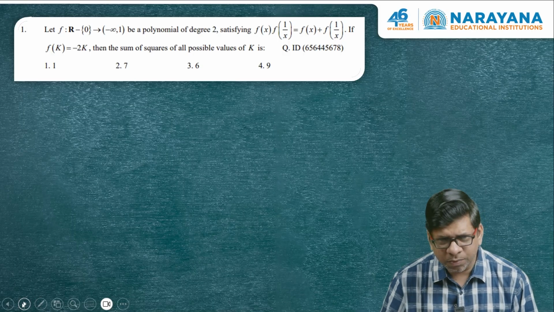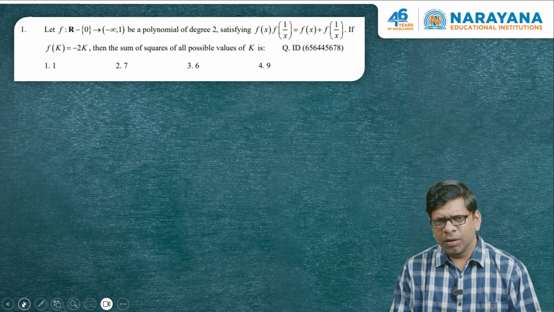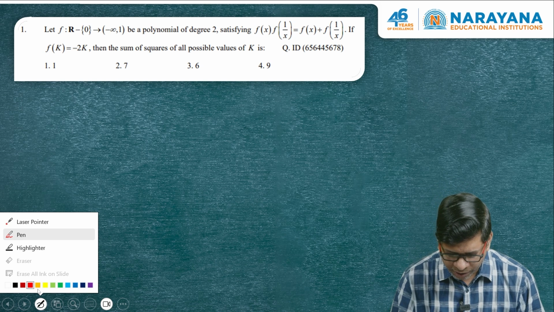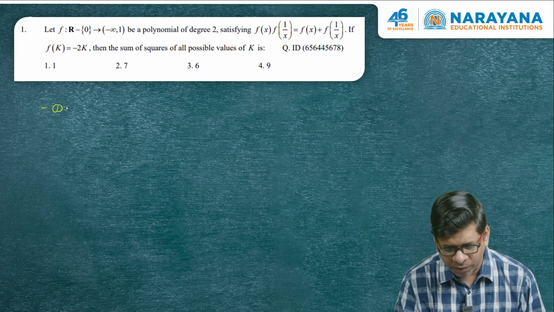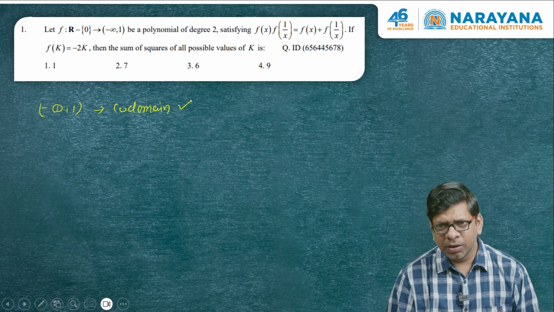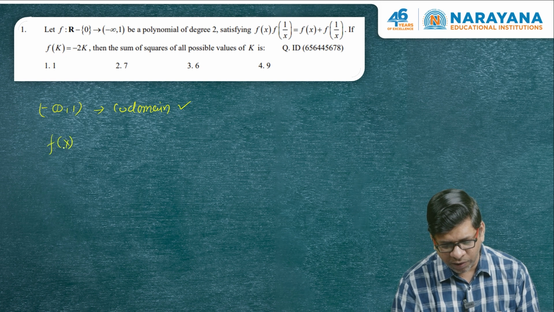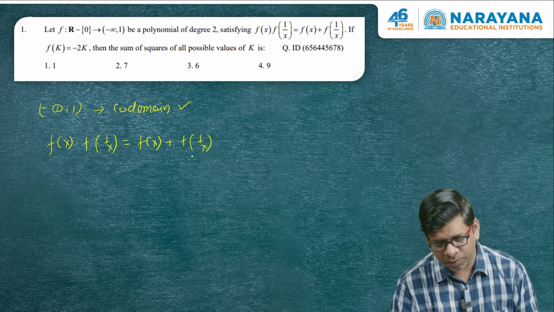Looking at the first question, it's a question from functional equation, and two important pieces of information are given here. First is the codomain, minus infinity to 1. This is the codomain. This is important. Second is the function, given as f of x dot f of 1 by x equals f of x plus f of 1 by x.